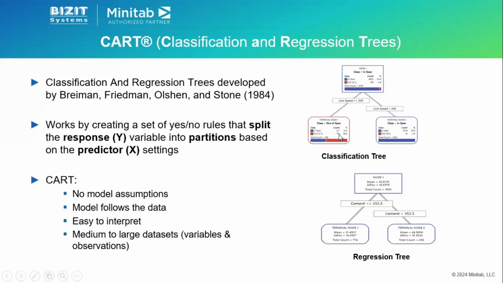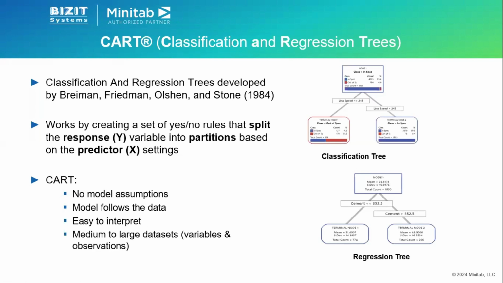For the classification tree, you will see percentages, but for the regression tree, you will see the mean and the standard deviation. The statistics inside the tree will be different, but how to interpret it is the same. And CART, of course, does not need you to check the assumptions.